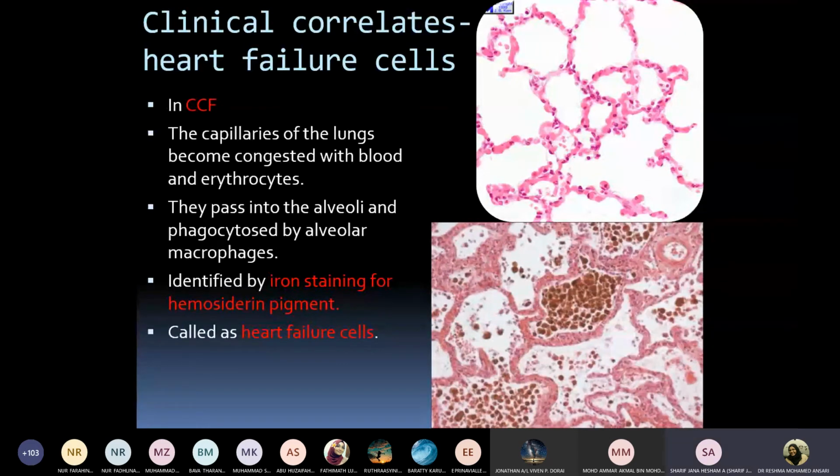Yes, doctor. Normally erythrocytes and fluid shouldn't be a part of your lung tissue. They should remain within the capillary. But when there is excessive blood being pushed into your lung, they don't have a choice. They ooze out of the capillaries. So the macrophages will identify them and eat them up, and that's why they take up the hemosiderin stain.